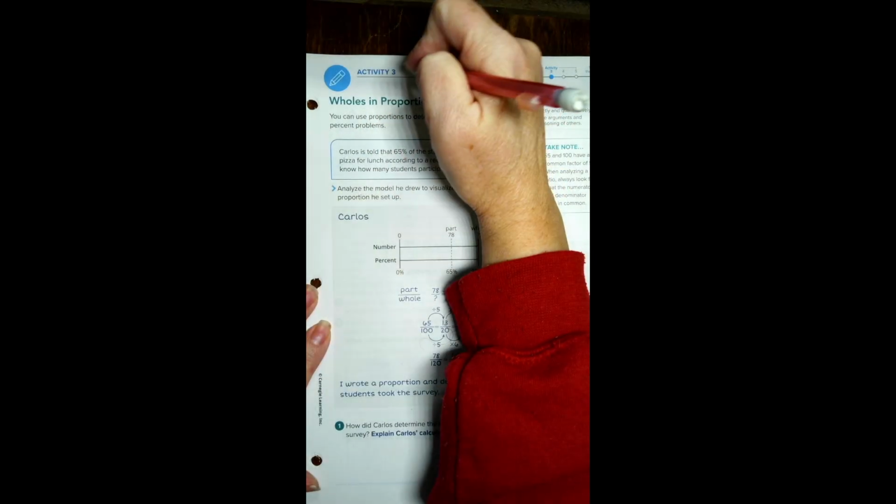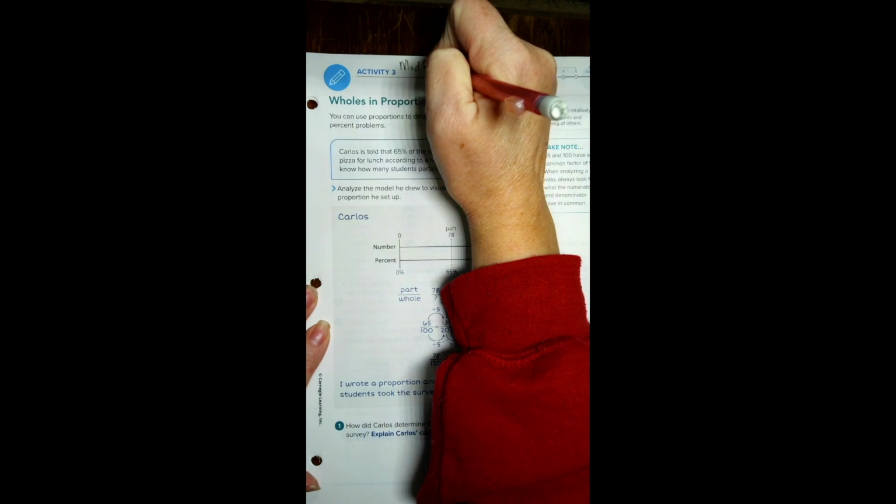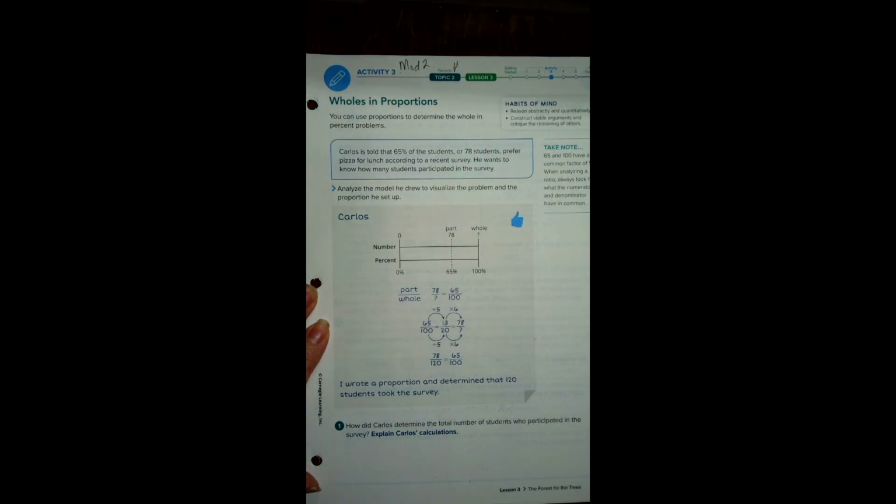Everyone, welcome back. We are continuing in Module 2, Topic 2, Lesson 3, Activity 3. We are on page 289. Whole in proportions. Habits of mind: reason abstractly and quantitatively, construct viable arguments, and critique the reasoning of others. You can use proportions to determine the whole in percents.